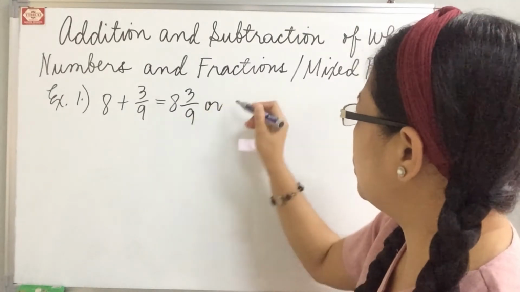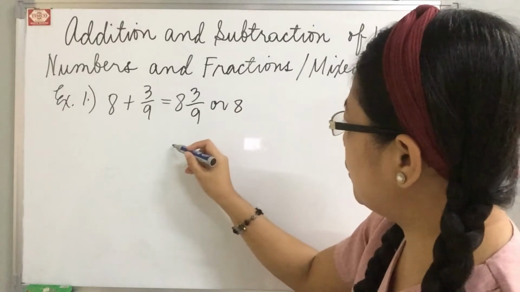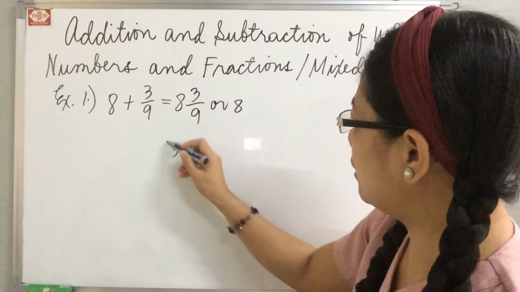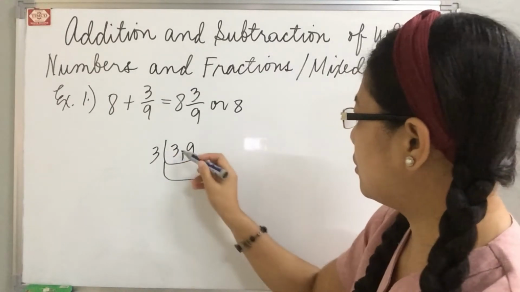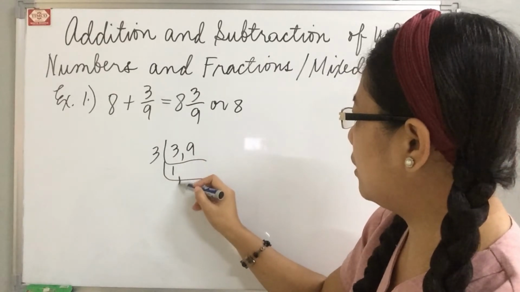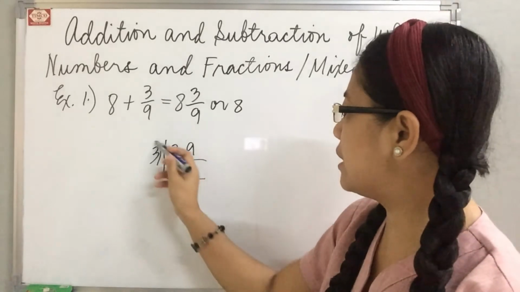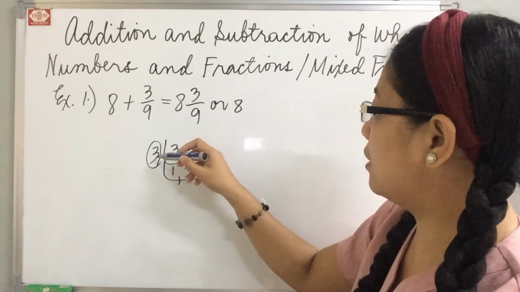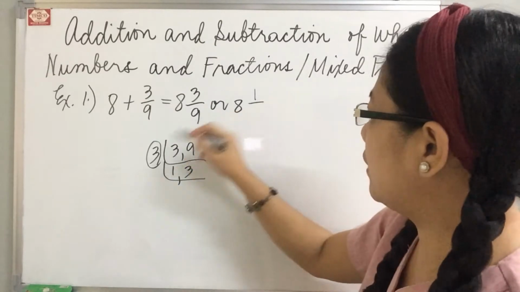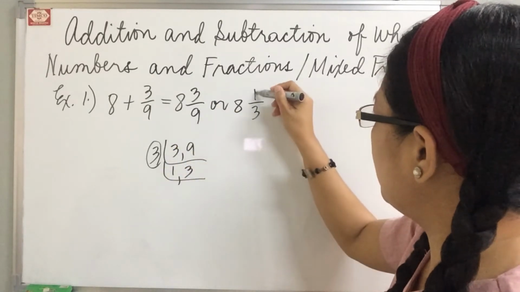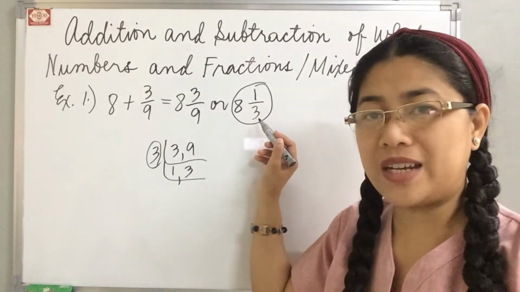Let's write the whole number. And what is the greatest common factor of 3 and 9? So let's do the continuous division, 3 and 9. Prime divisor, we have 3. So 3 divided by 3 is 1 and 9 divided by 3 is 3. So the greatest common factor is 3. So divide by the greatest common factor. So 3 divided by 3 is 1 and 9 divided by 3 is 3. So the lowest term is 8 and 1/3. So this is now our final answer.